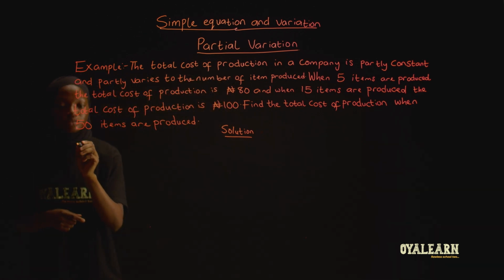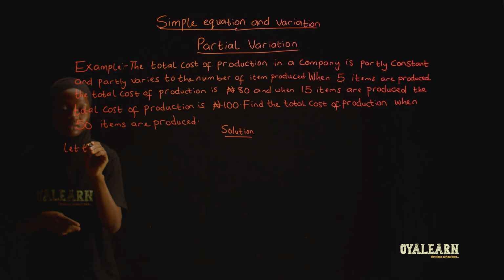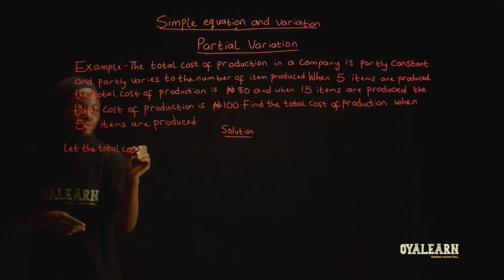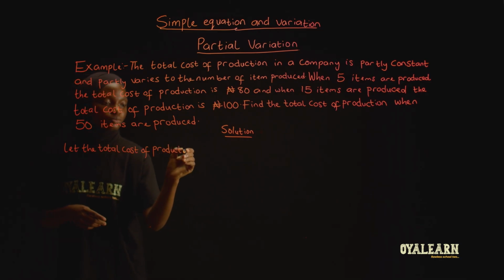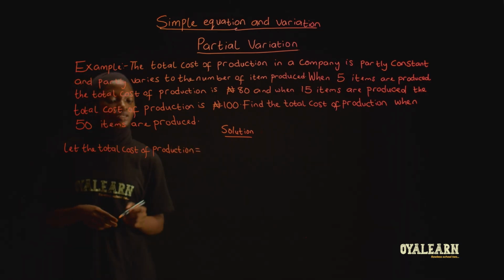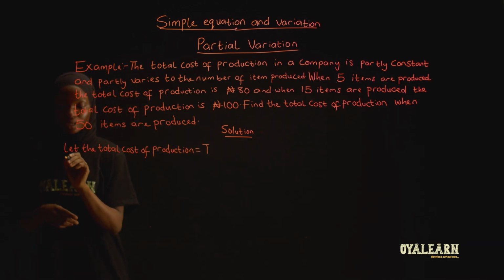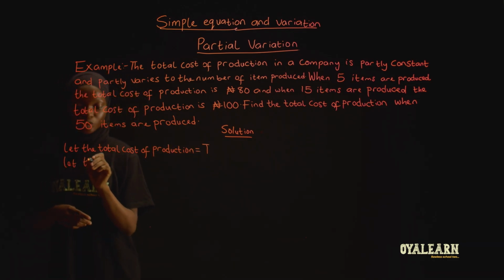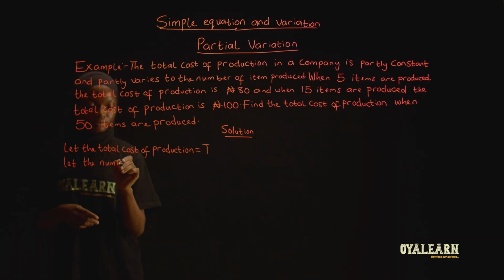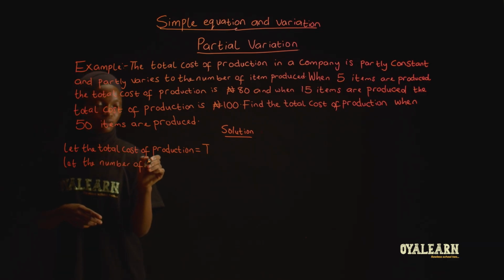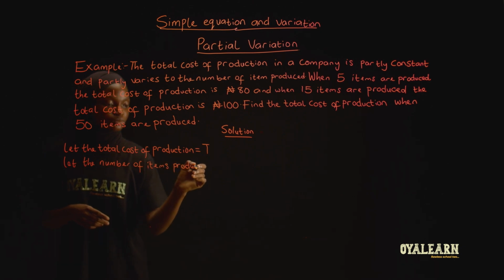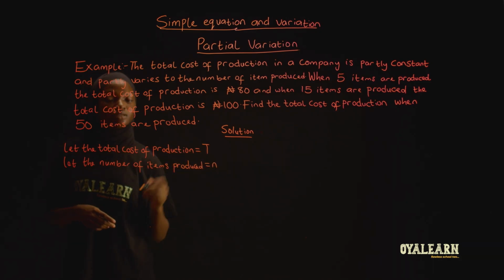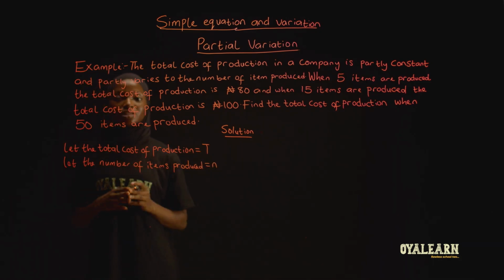So we have, let the total cost of production equals T, and let the number of items produced equals N. Now we interpret the first sentence.